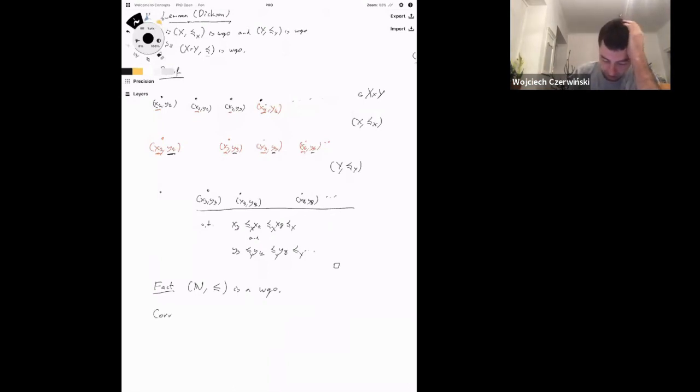And therefore, a corollary of Dickson's lemma, sometimes also called Dickson's lemma. Sometimes this general fact is called Dickson's lemma, sometimes this one is called Dickson's lemma. The corollary is that for any dimension d, tuples of natural numbers with coordinate-wise order form a well quasi-order.